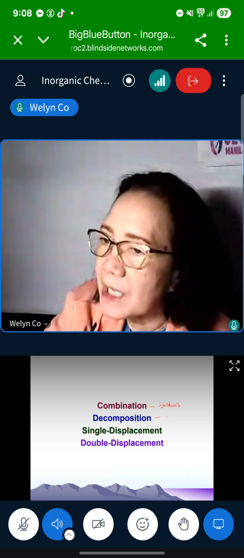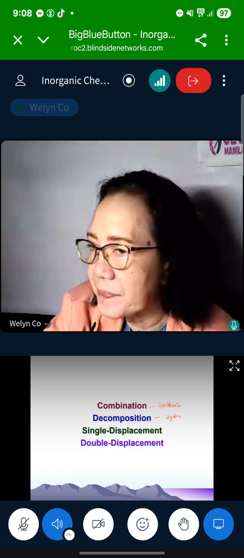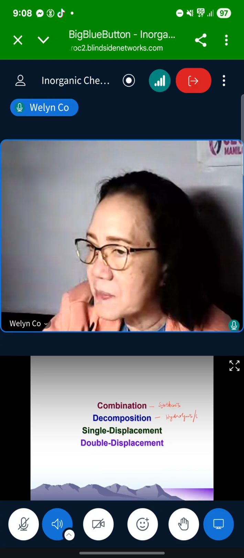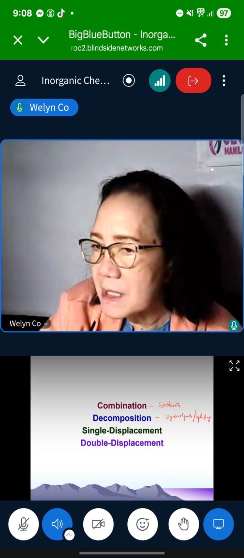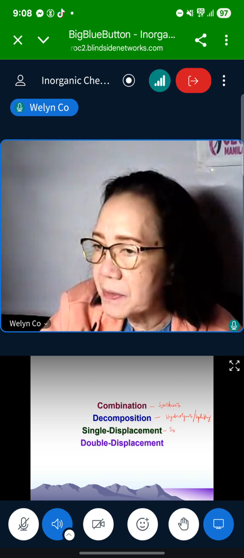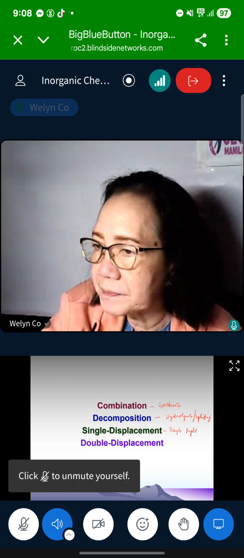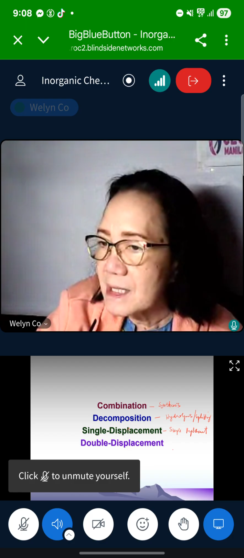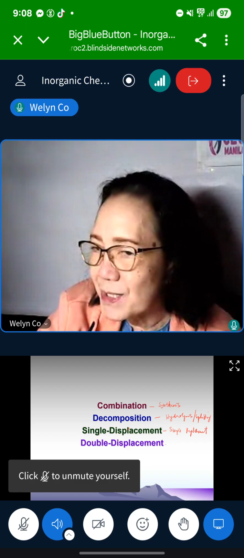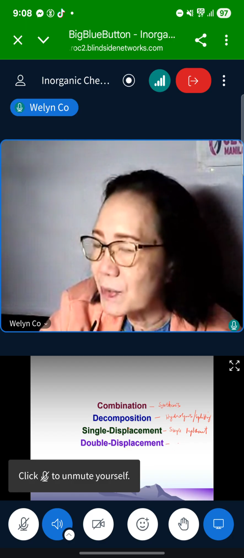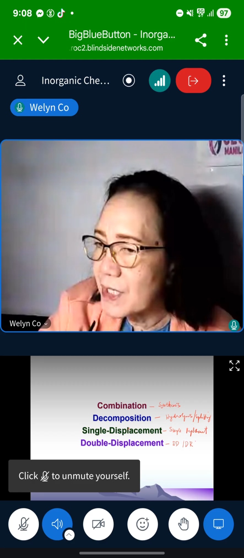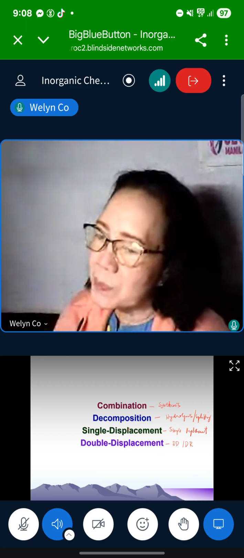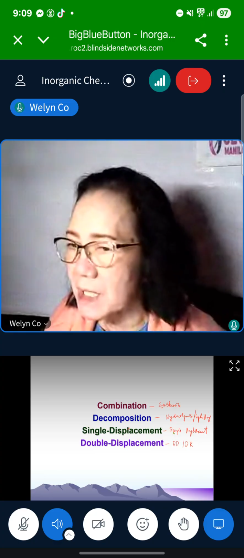Decomposition, this would be your hydrolysis, or sometimes the splitting. Simple displacement, also known as your simple replacement. Double decomposition, or double displacement, or double replacement, DD or DR, that would be double displacement. So these would be the synonyms of these types of chemical reaction.